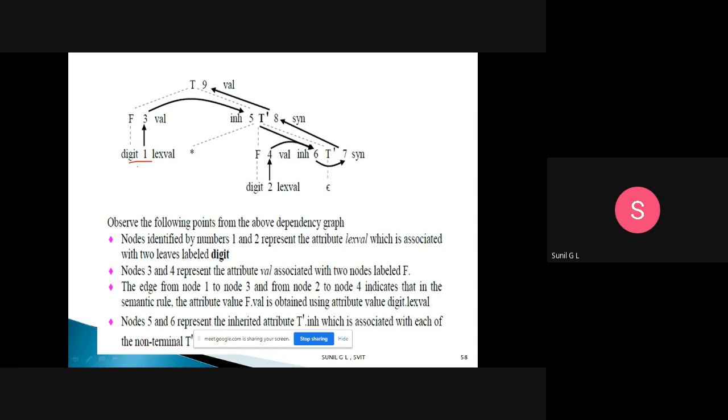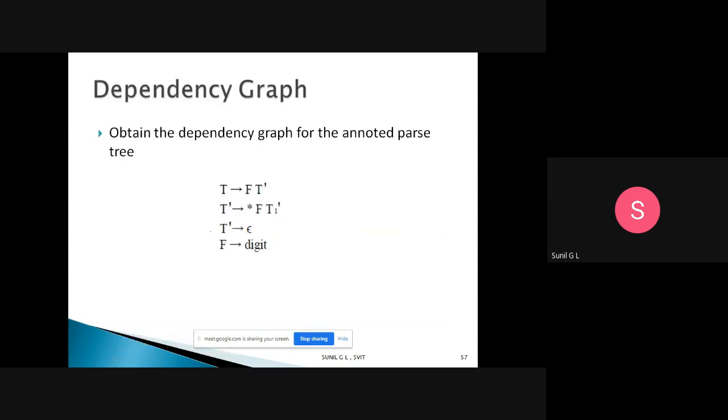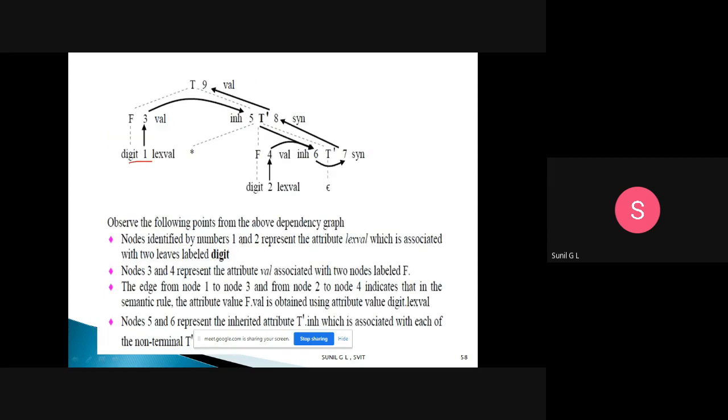Initially the data will be flowing from digit to F. Here we have F tends to digit. So data is flowing from digit, that is 1, to 3. That is, F.val is equal to digit.lexval. Here data is flowing from 1 to 3, and here data is flowing from 2 to 4, that is F.val is equal to digit.lexval. Those are the nodes identified by numbers.